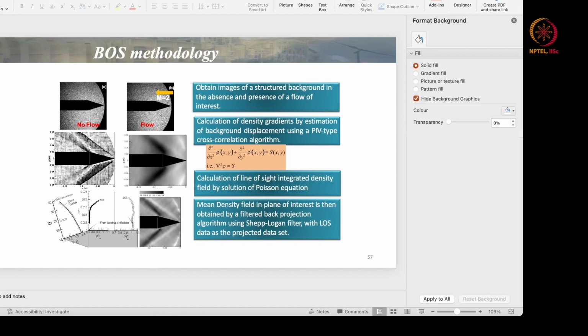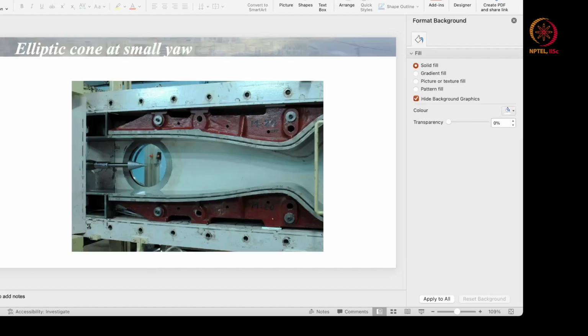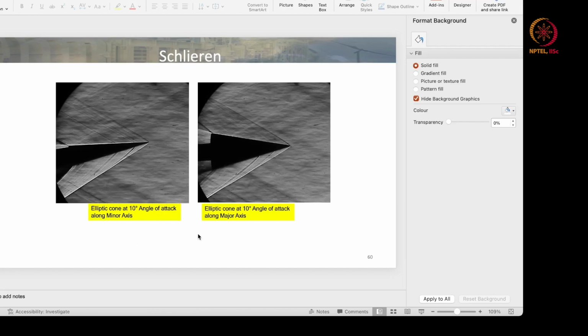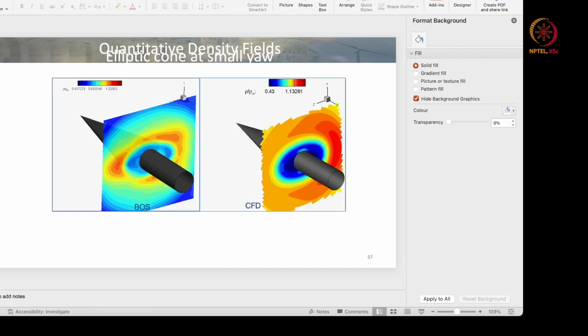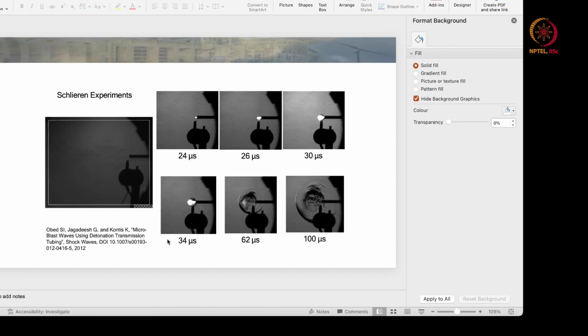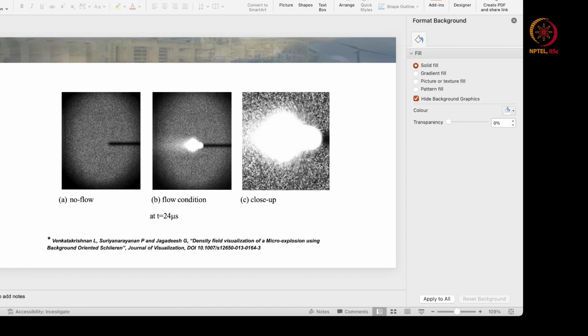So there are varieties of other measurement ways in which you can do this. This is, for example, Schlieren, which shows the Mach angle and angle of attack along the minor axis and along the major axis. So you can get very highly constructed three-dimensional data. And this is, of course, the quantitative density field, which is also calculated in a very similar fashion. These are some of the Schlieren experiments where you can see that it is very high speed, which shows the microblast detonation using a detonation mechanism. So this is very commonly used.